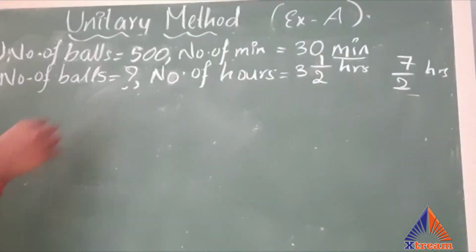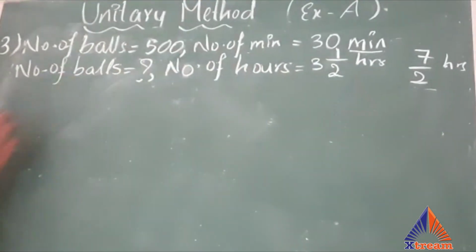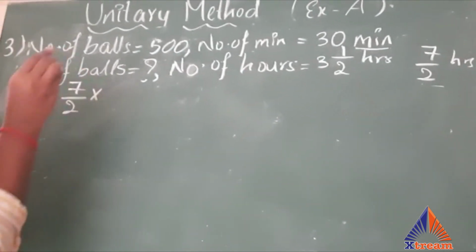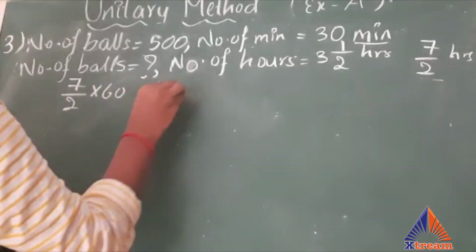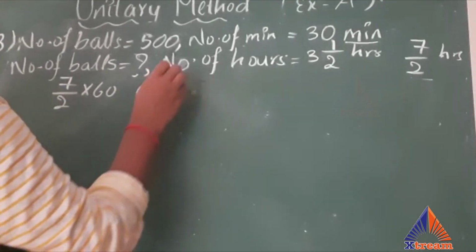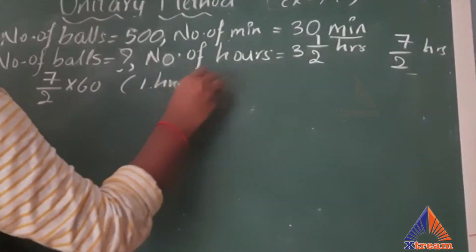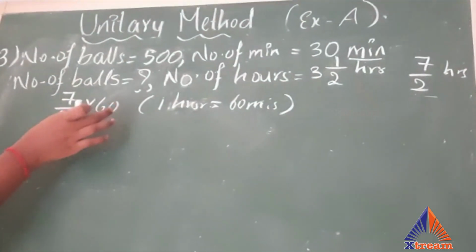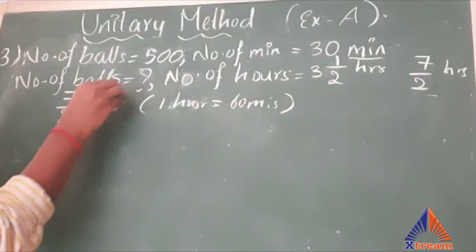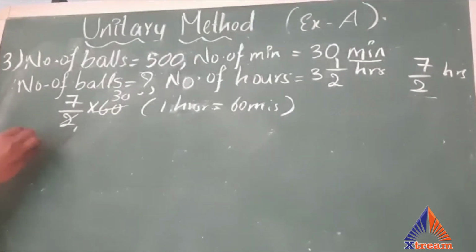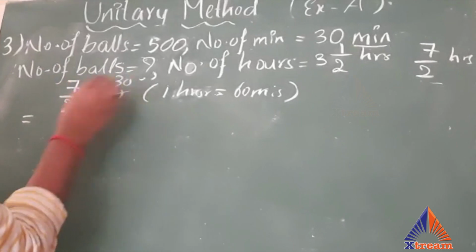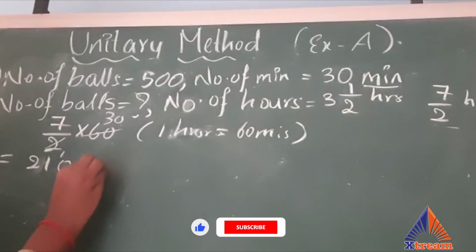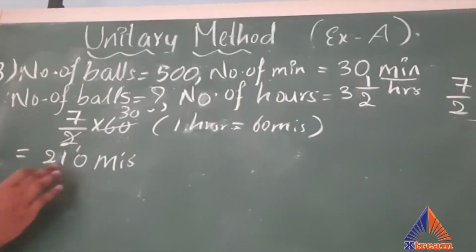For that, first you need to multiply this with 60. So 7 by 2 into 60, because 1 hour is equal to 60 minutes. Therefore, first you need to multiply this with 60. So 2 1s are 2, 2 30s are 60. So this will be 7 zeros are 0 and 7 3s are 21. So this will be 210 minutes. So here our second quantity is 210 minutes.